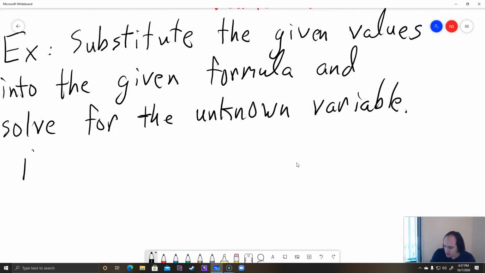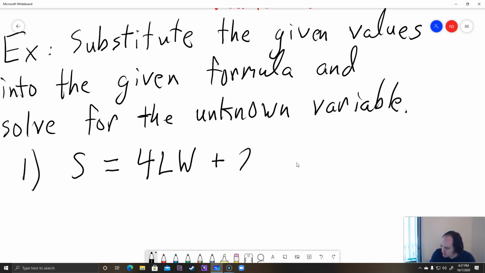So for example number 1, our formula is capital S equals 4 times capital L times capital W plus 2 times capital W times capital H.